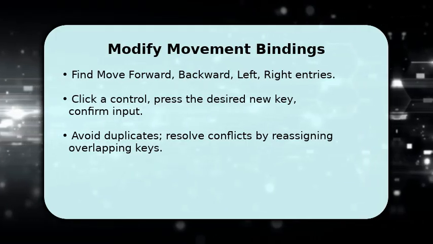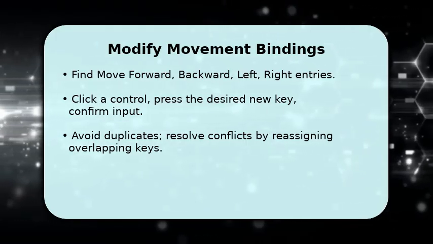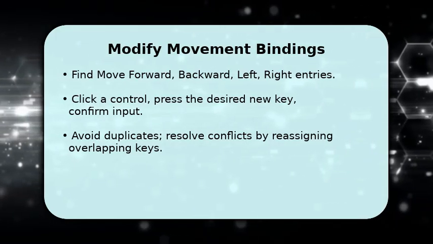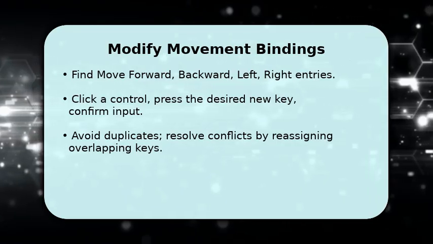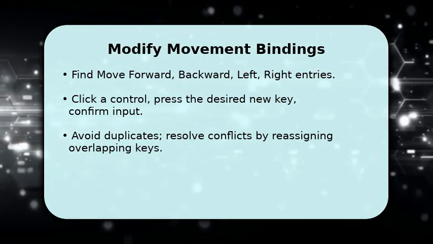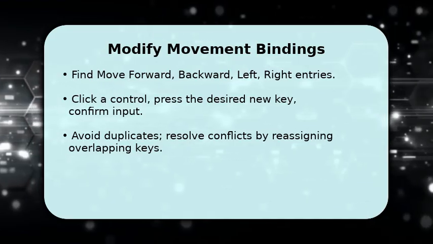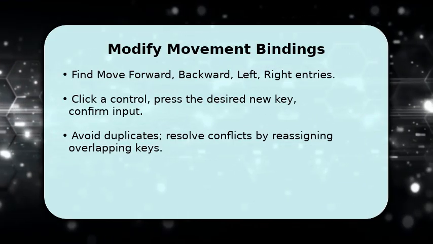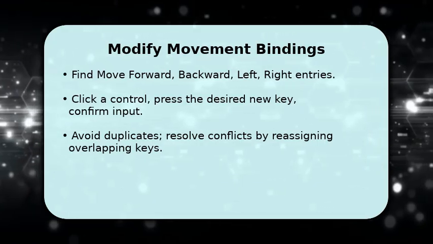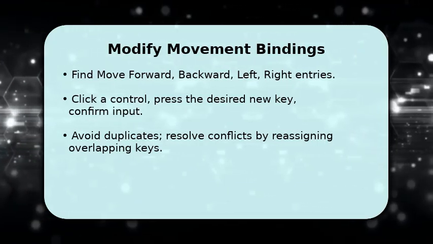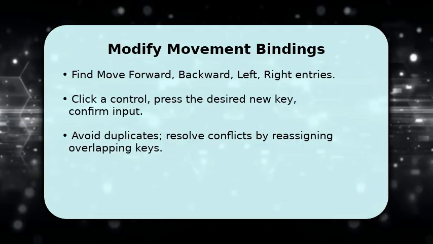Repeat for backward, left, right. If a key is already assigned elsewhere, the game warns you. Resolve that by reassigning the conflicting action first. Once all four are assigned, test movement briefly in a safe area. This step prevents accidental control loss and explains why you must handle each binding sequentially.